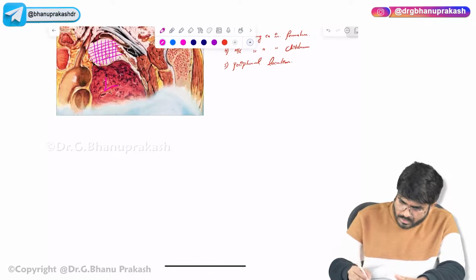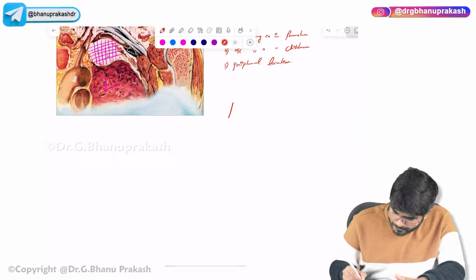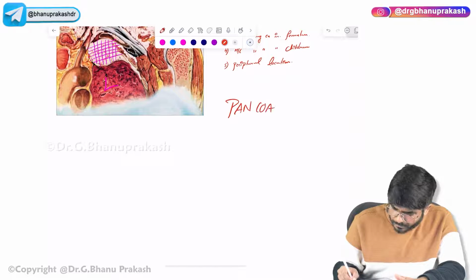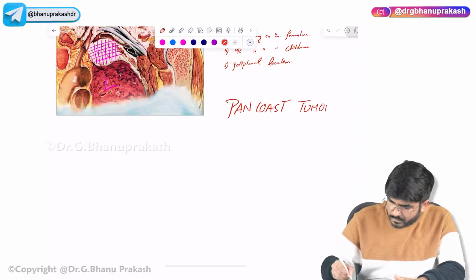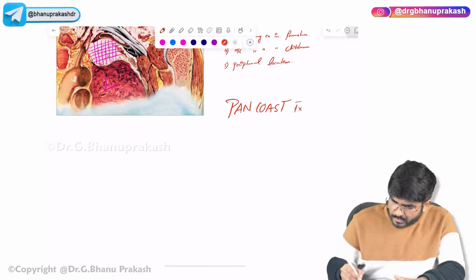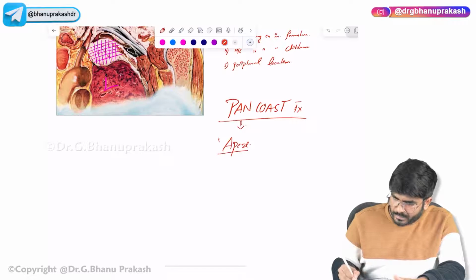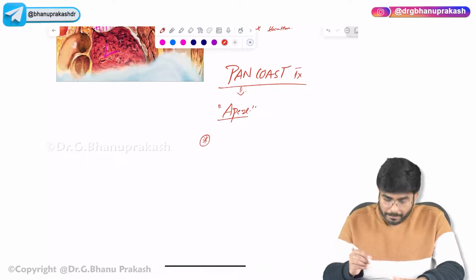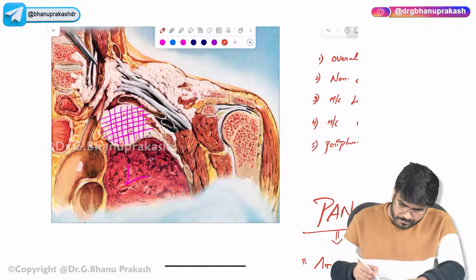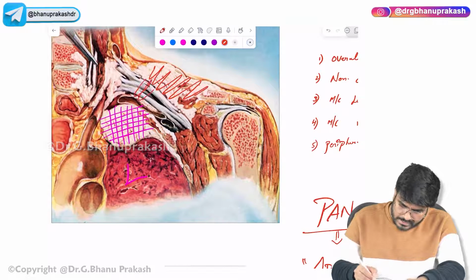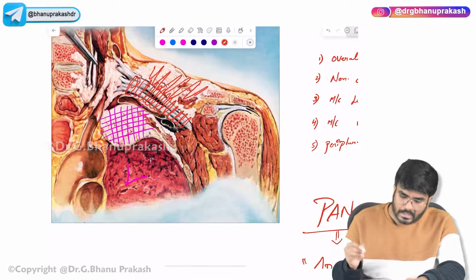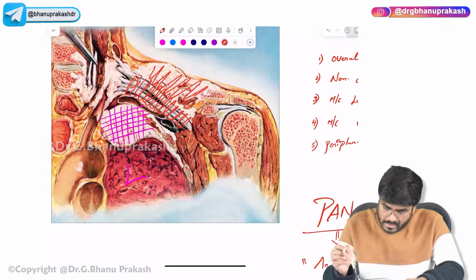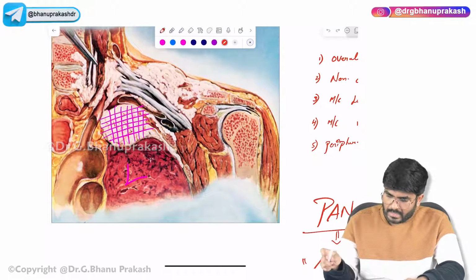Let me write. So what is the importance of the Pancoast tumor? Simple, Pancoast tumors. So these Pancoast tumors are arising where? In the apex of the lung. So what? These Pancoast tumors are going to compress a nerve plexus. Which nerve plexus? Okay, I will explain to you.